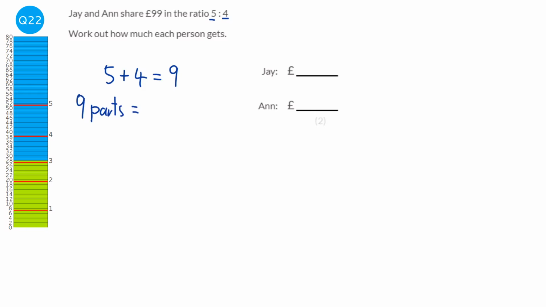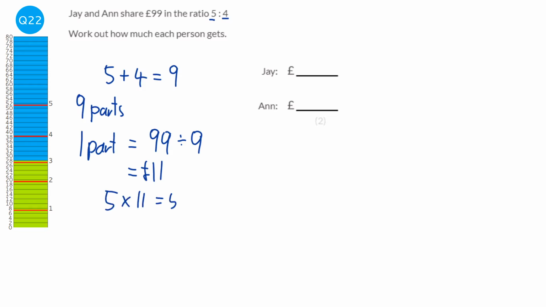Now, each part, or each pile, is going to be worth what? 99, which is the total amount of money, divided by how many equal piles we have, so divided by that 9. So 99 divided by 9 is 11. So one part is worth £11. So J has 5 piles of £11. So J has 5 times 11, which is 55.